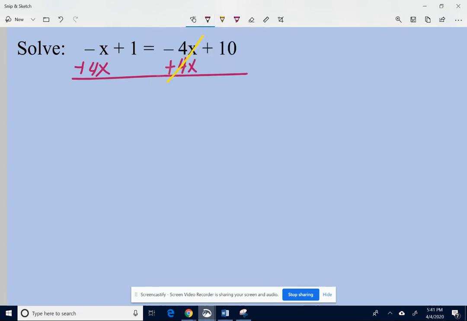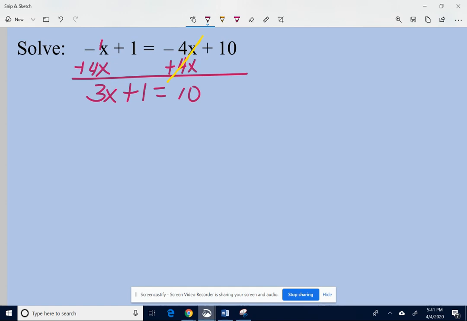Okay, when I do that, on the left I have negative x plus 4x. Think of that as negative 1x plus 4x, 3x. Bring down the plus, bring down the 1, bring down the equals. The subtracted 4x and the added 4x go away, bring down the 10. Okay, so I have 3x plus 1 is equal to 10. So I have all of my x's on the left. So visually, I would have all of my rectangles on the left.